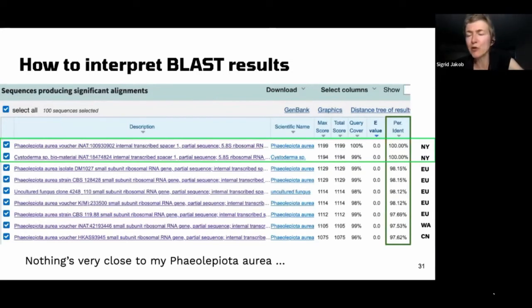But that's where it gets interesting. The next closest sequence is 98.15, and they're all from Europe, different parts of Europe. And then further down, 97.53 from Washington, 97.62 from China. That's not close. This would give me pause and make me wonder, are we even talking about the same species here? What I typically look for is 99 and above in terms of percentages.